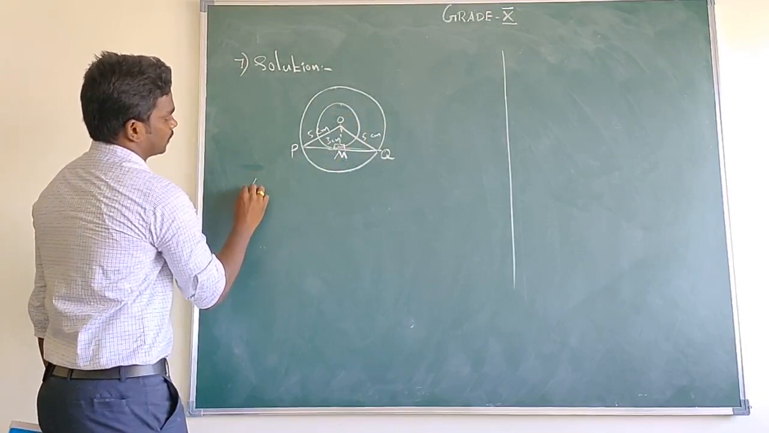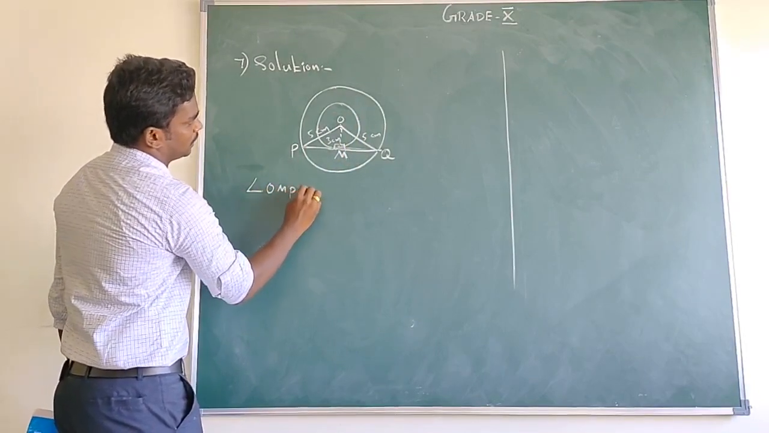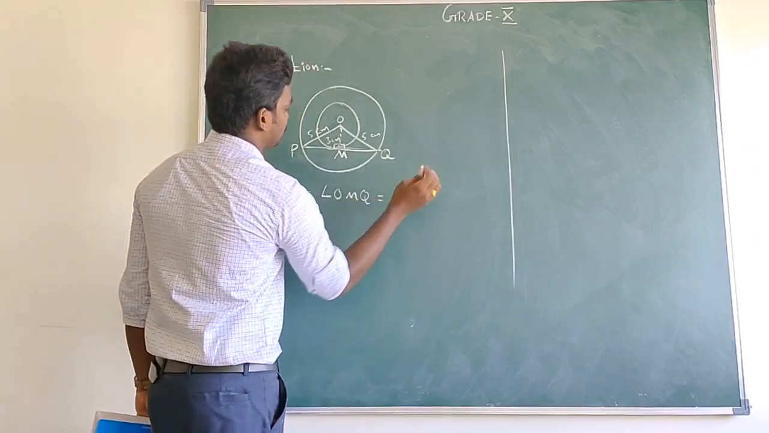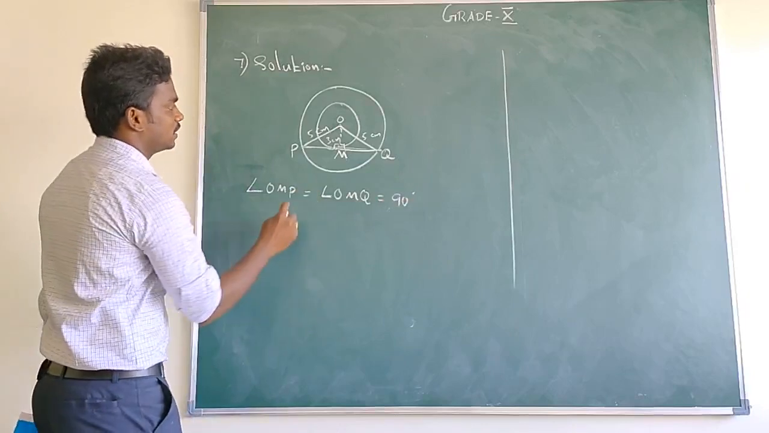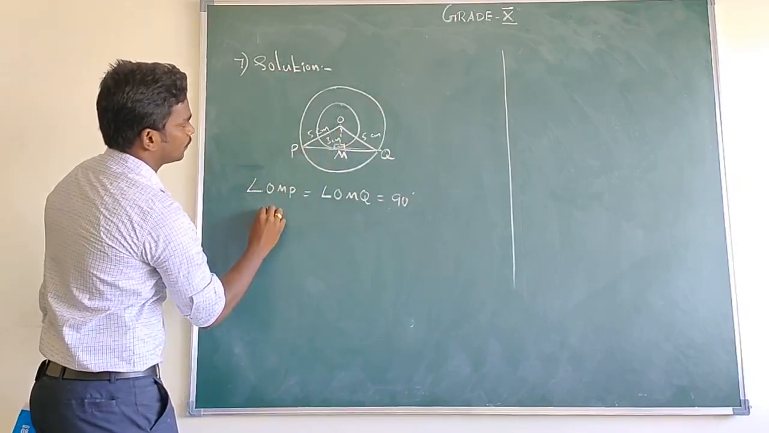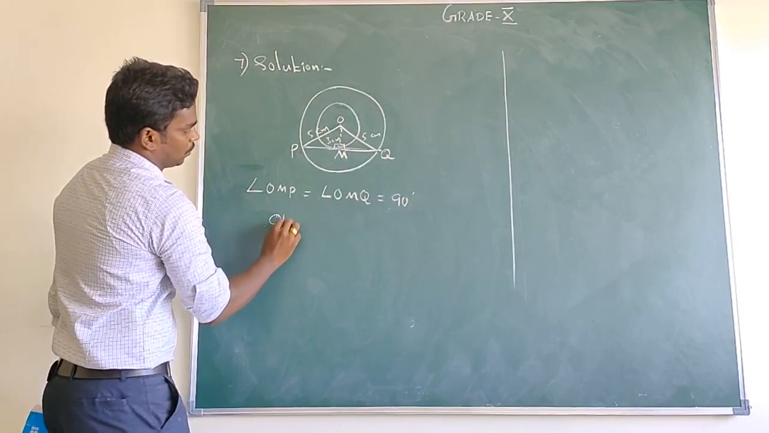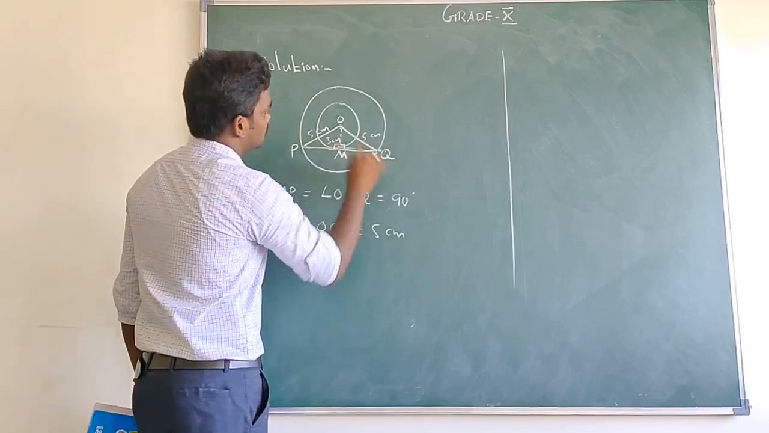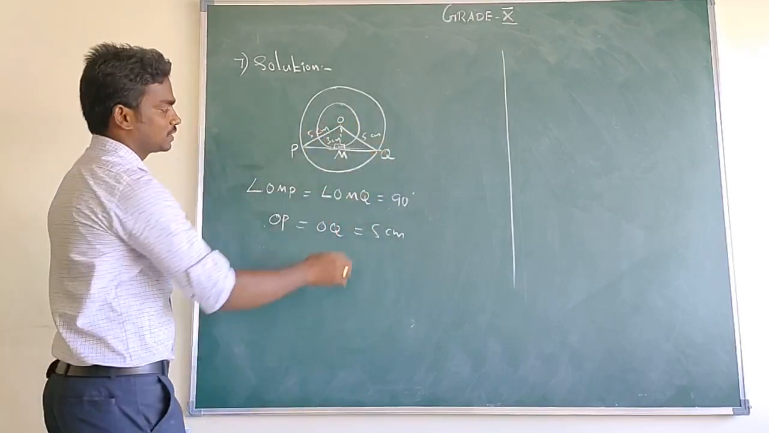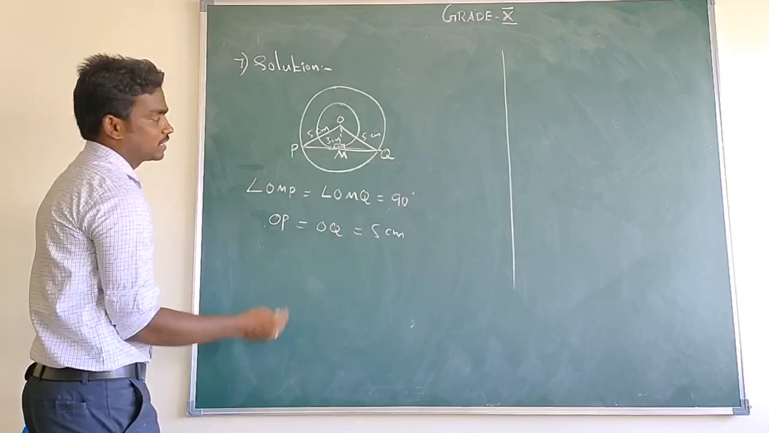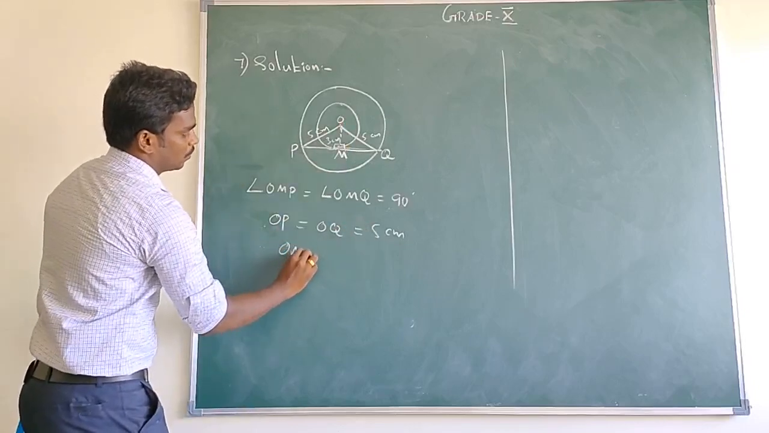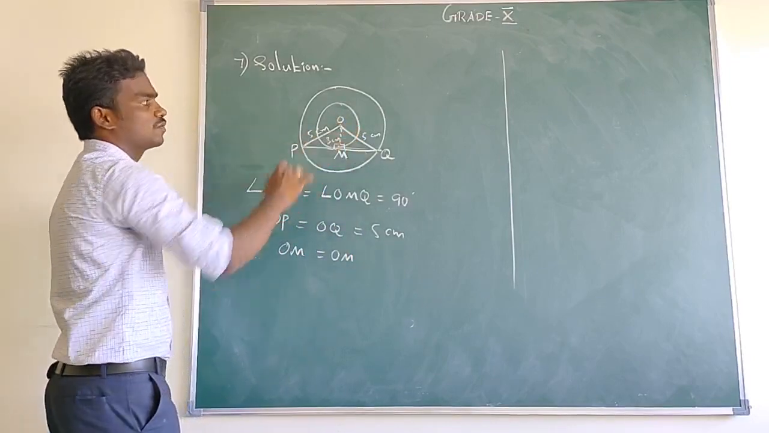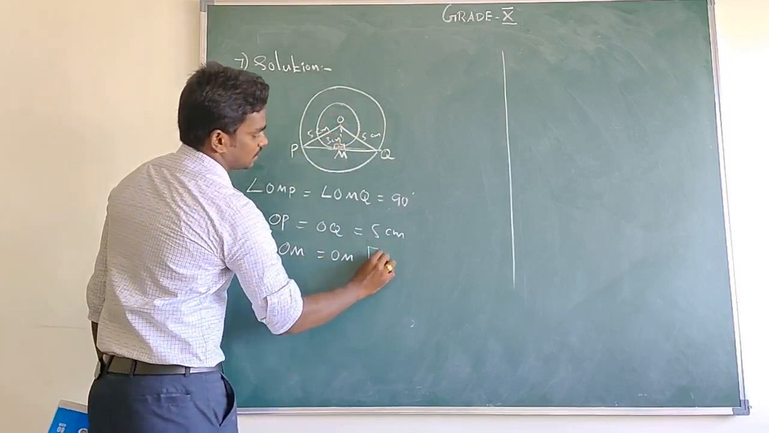So angle OMP is equal to angle OMQ is equal to 90 degrees. These two angles are 90 degrees, and OP is equal to OQ, which is 5 centimeters. So these two sides have the same measurement, 5 centimeters. What is next? OM is equal to OM. So side OM is common to these two triangles.